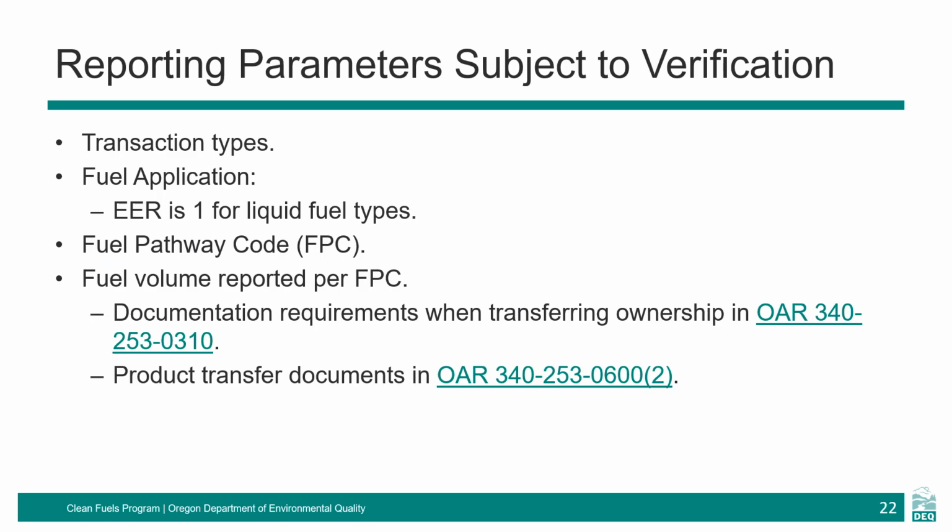For regulated parties, several key parameters are subject to verification, including the type of transaction, fuel application, fuel pathway code, and the fuel volume reported per fuel pathway code. Additionally, documentation requirements are crucial when transferring ownership of fuel, especially as outlined in OAR 340-253-0600. Product transfer documents are essential for verifying ownership and transaction accuracy. All these parameters must be checked to ensure compliance.